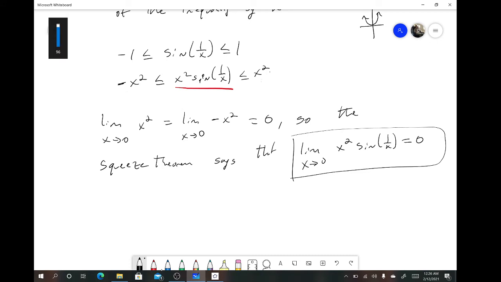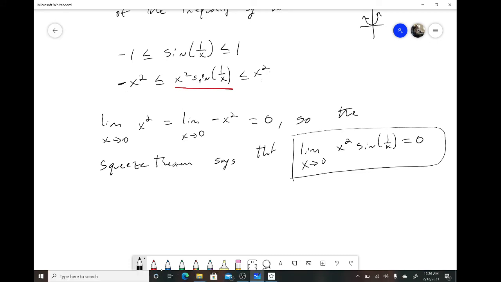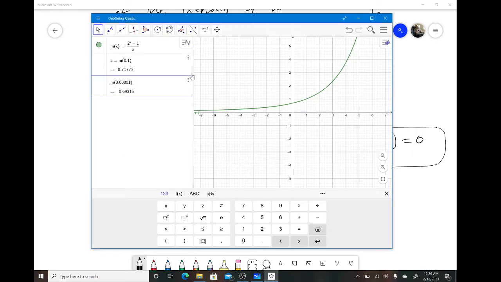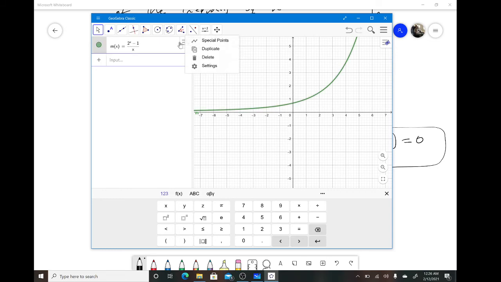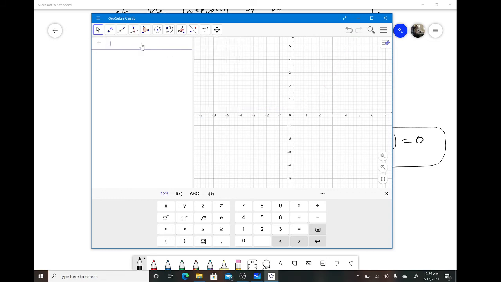I'm going to show you, or attempt to show you, how these three functions look on GeoGebra, so you could have an idea of what happened here. So let's first get rid of this and this and this. So the first one, let's just call it equation 1, and that's going to be equal to x squared.